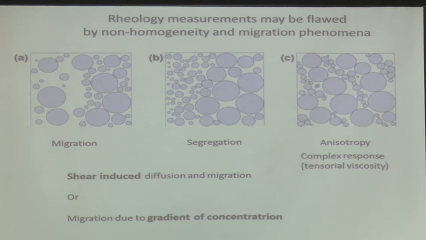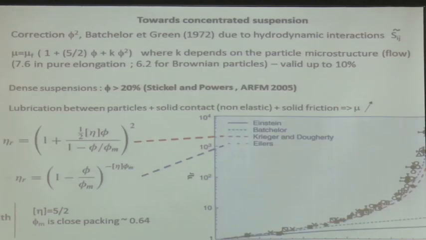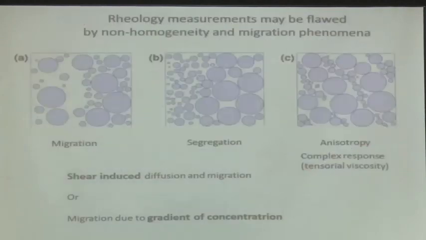So you see that when you have a monodisperse suspension, it's already a bit complex, but when you have a bidisperse or polydisperse suspension, the response might be very, very complex, because you may have migration, segregation, and anisotropy all together in the same flow. And then it is still very difficult to predict the behavior and the response of the suspension.